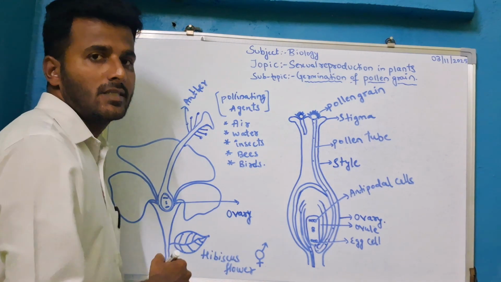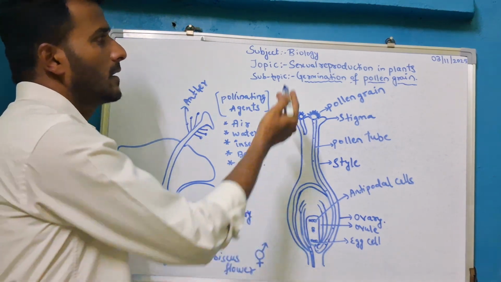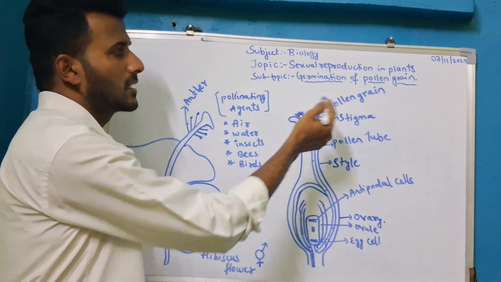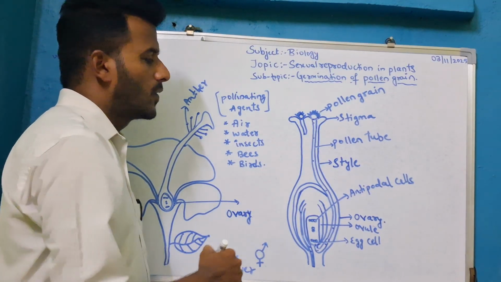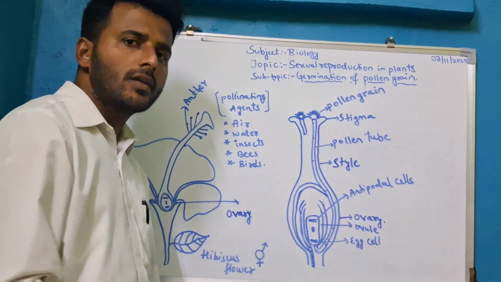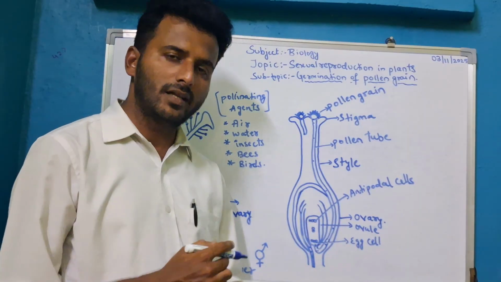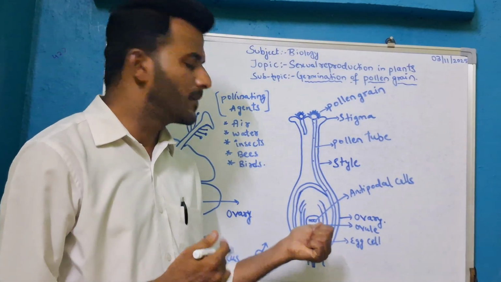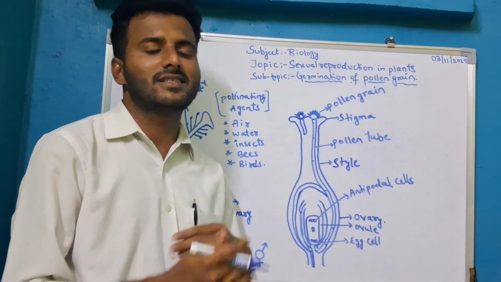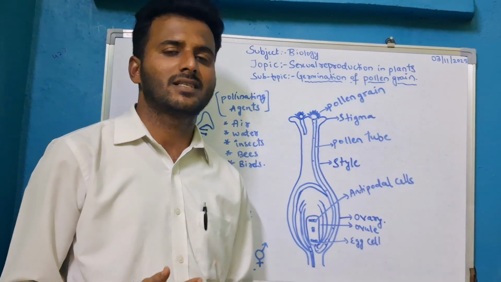So in today's class we have learned about sexual reproduction in plants, germination of pollen grain on the stigma. After all this, the fruit is formed; the ovary part we eat as a fruit, the ovule becomes seeds, and again the same seeds are transferred to the next generations.